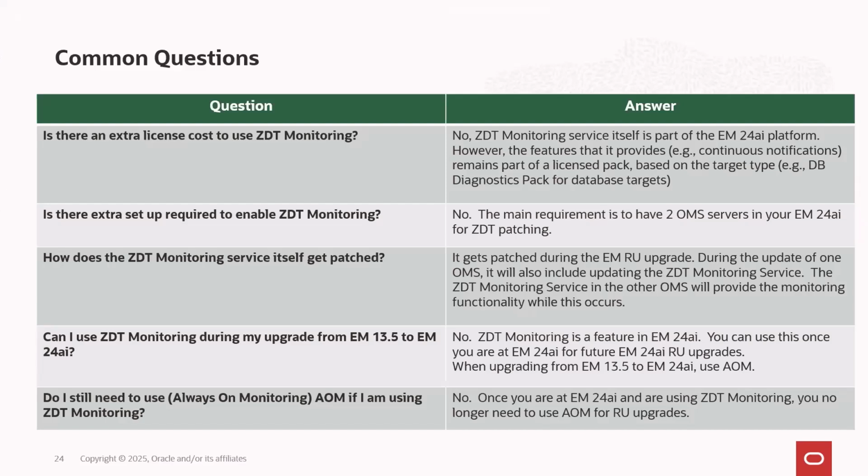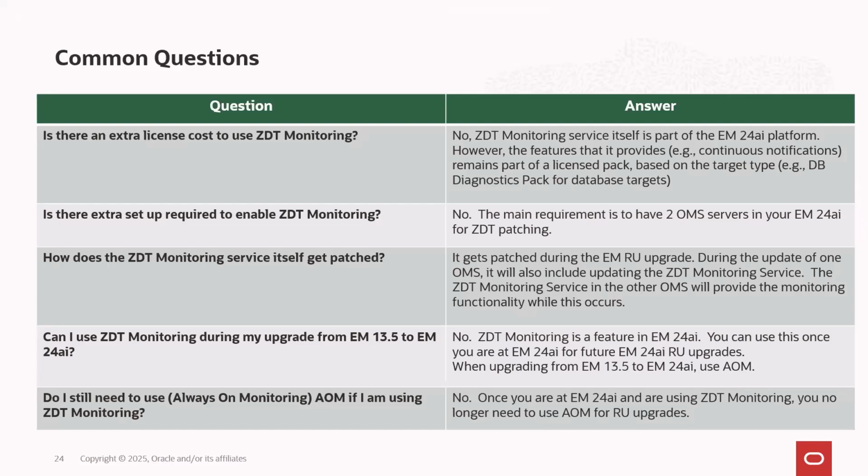The answer is no. The main requirement really is to have at least 2 OMS servers in your EM24 AI deployment, in order to have ZDT patching and for ZDT monitoring to continue to work. The third question: how does the ZDT monitoring service itself get patched? This was covered by Sumesh, but Sumesh, do you want to recap this part? How does the ZDT monitoring service get patched?